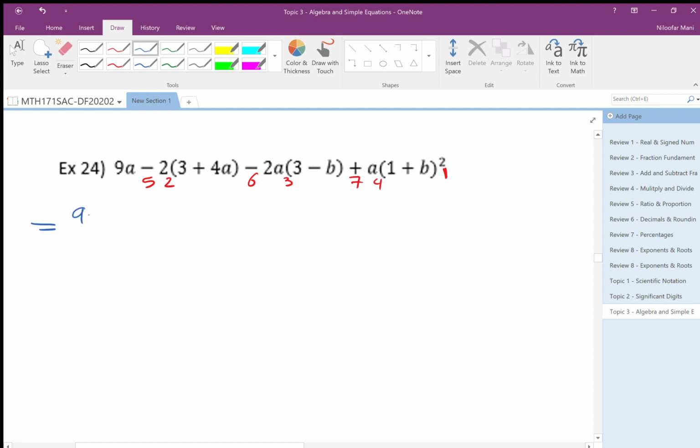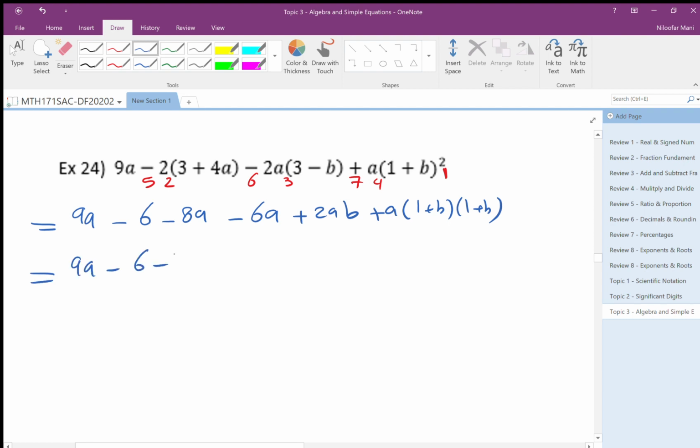Okay, equal. So I can do several in one line. So it's 9a minus 6 minus 8a, because it doesn't have to do with the others, so I can multiply them, minus 8a minus 6a plus 2ab. I really have to be careful with plus and minus. So when I have minus, I have to change all the signs inside the bracket. So for this one I see minus 2, and for the next one as well, plus a times 1 plus b, multiply that. Okay, equal.